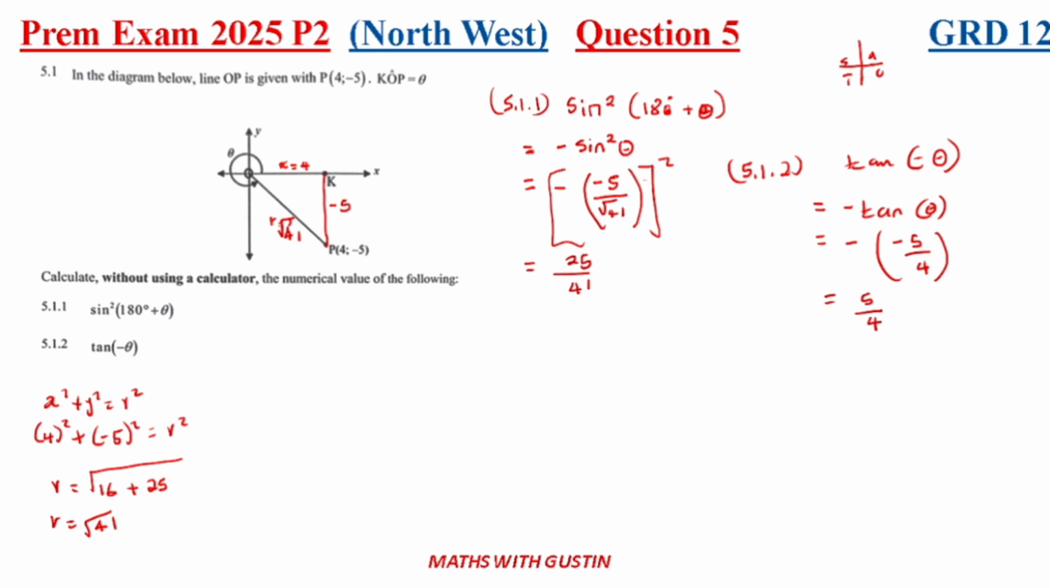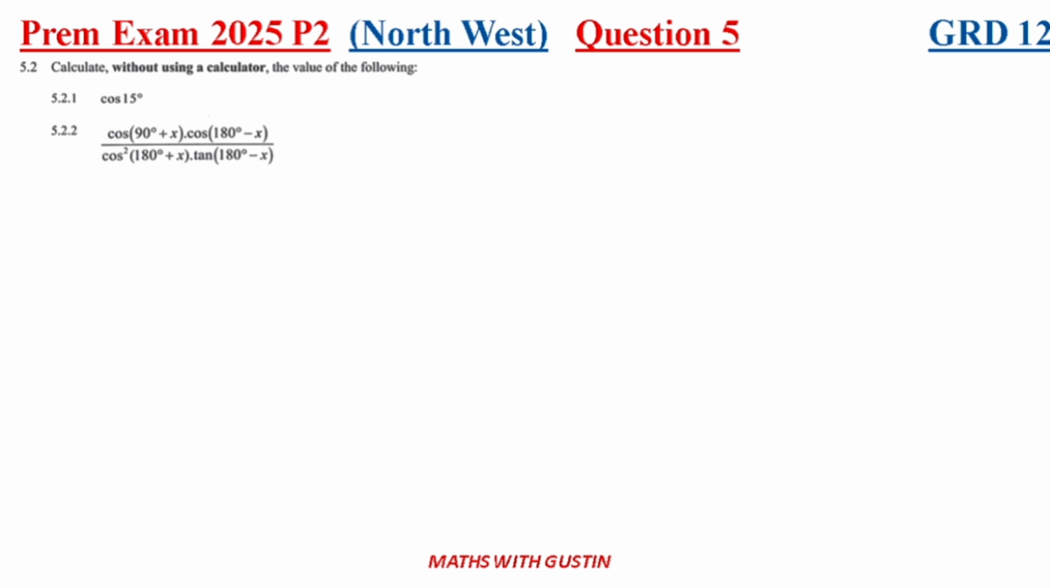Right, so moving right along. All right, so 5.2 says, without the use of a calculator, find the value of the following. Right, so they want us to deal with 5.2.1, which says here cos 15.